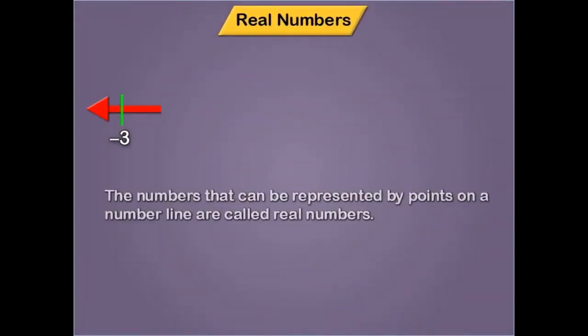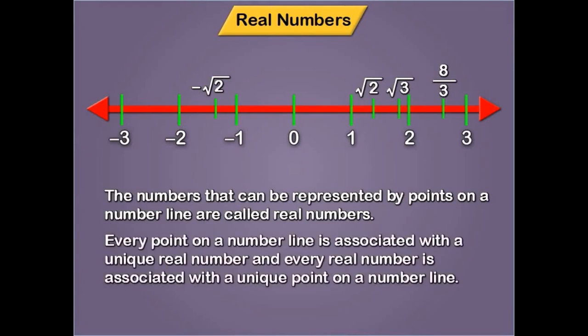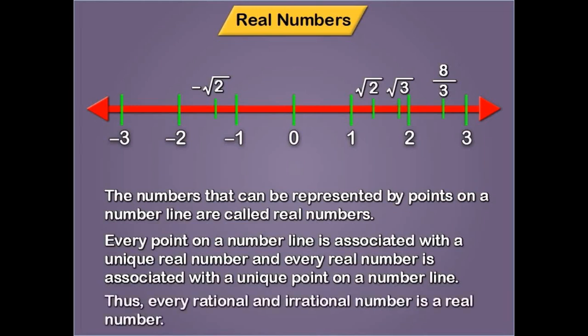Now, consider real numbers. The numbers that can be represented by points on a number line are called real numbers. In other words, every point on a number line is associated with a unique real number, and every real number is associated with a unique point on a number line. Thus, every rational and irrational number is a real number.